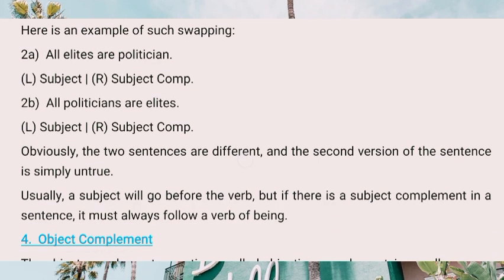Obviously, the two sentences are different, and the second version of the sentence is simply untrue because you can't say all politicians are elites. You can only say all elites are politicians. But in the sense of explaining the subject complement, it has been used to elaborate more on this so that it will better enhance your understanding of the subject complement.